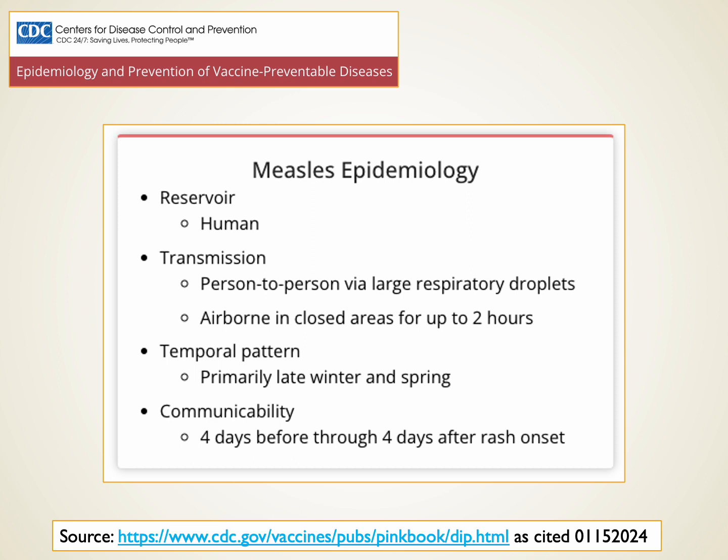The epidemiology: its transmission is person to person and airborne in enclosed areas for up to 2 hours. It can linger, so this is highly communicable. Basically, the rule of thumb is if you had a 3-hour flight on an airplane where one person had measles, if nobody were vaccinated on that plane, everybody would have measles. Maybe not everybody, but a good portion of the plane would.